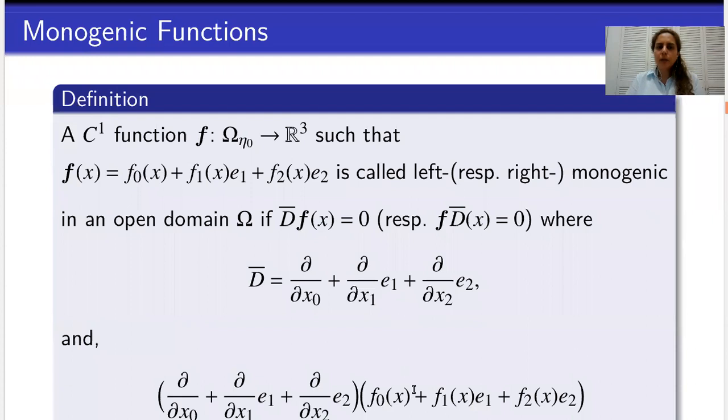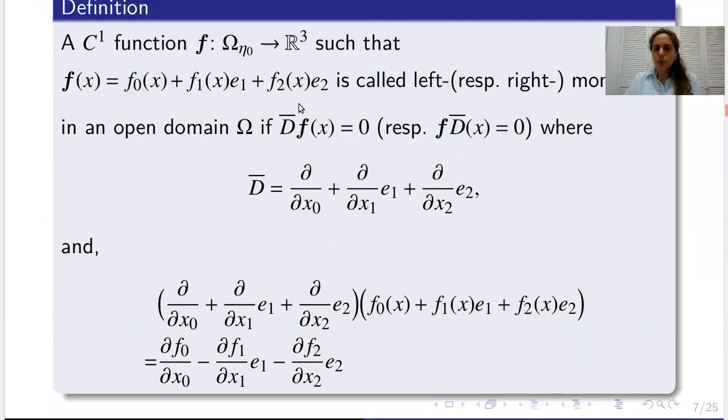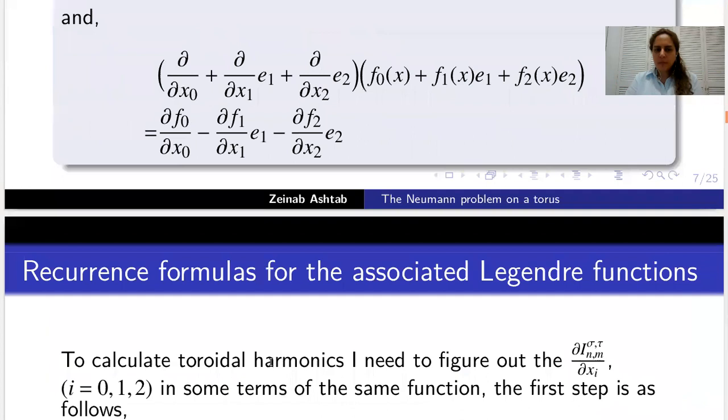Let a continuous function f be from domain omega eta naught to R3 in this form. We call f left monogenic in an open domain omega if we apply the operator d bar in this form from the left side on f of x and then we get 0. The multiplication between d bar and f of x is also in this form.